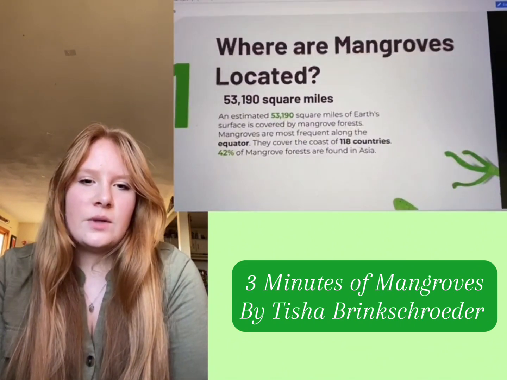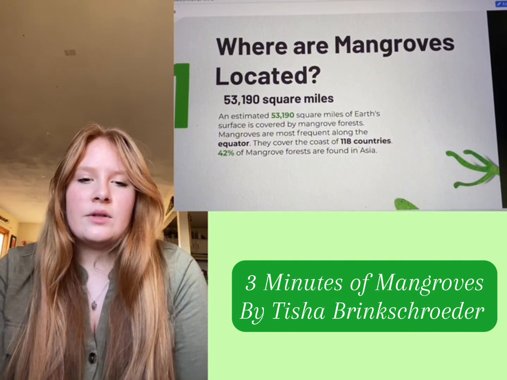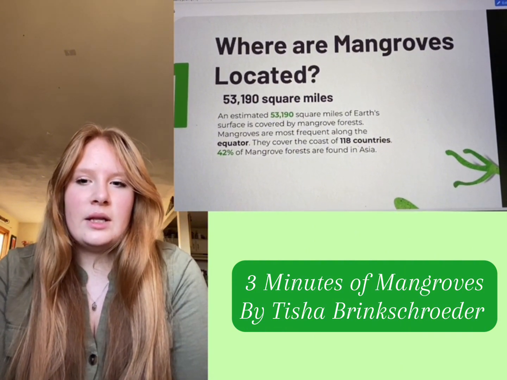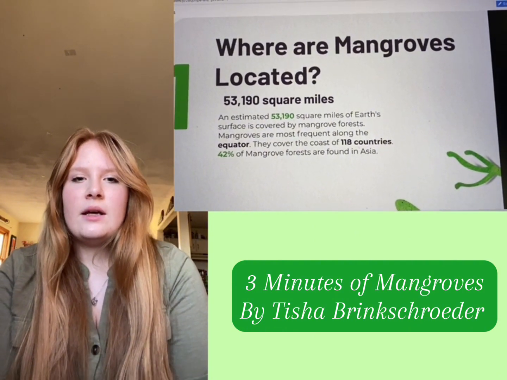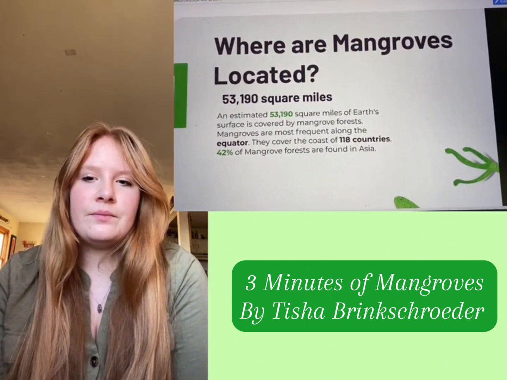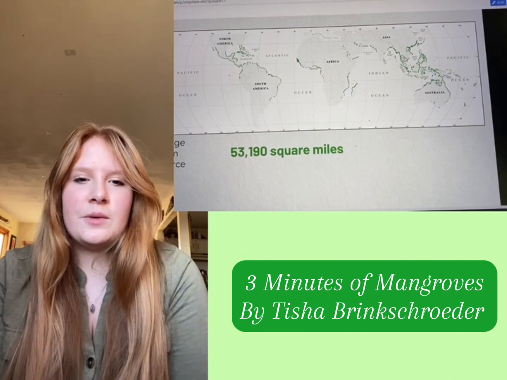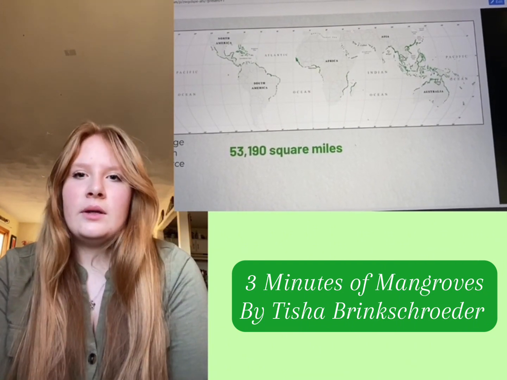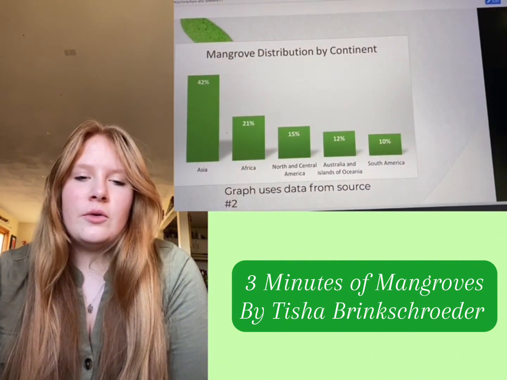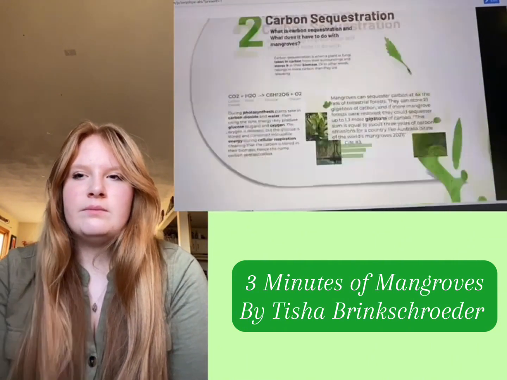About 53,190 square miles of Earth's surface is covered by mangroves. They're usually found most frequently around the equator, and they cover the coast of 118 countries. The majority of mangroves, about 42%, are found in Asia. The image that you see next is depicting the locations and distribution of mangrove forests, and then the bar graph shows you more about the distribution, but mostly where the countries are that they're located in.